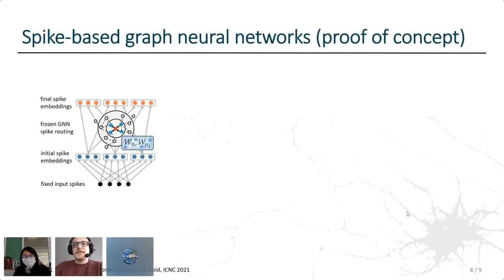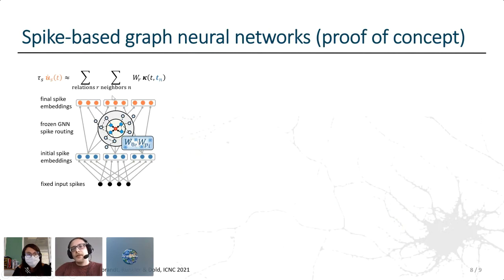So we tried exactly this for a spike-based coding scheme. We have this here as a proof of concept. Almost finished. Here, this is exactly the same architecture as before. We have the fixed spike inputs. We have the initial spike embeddings now. And then we have this routing neighborhood aggregation layer. And this feeds again into another population of spiking neurons.